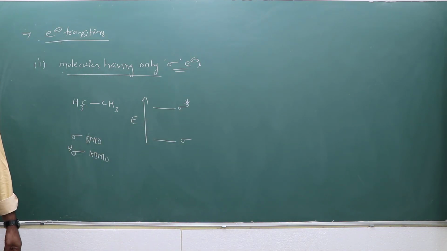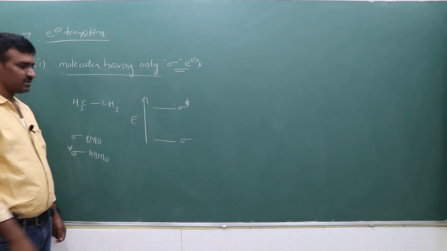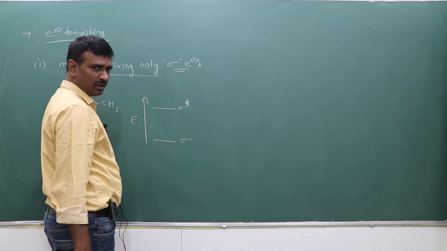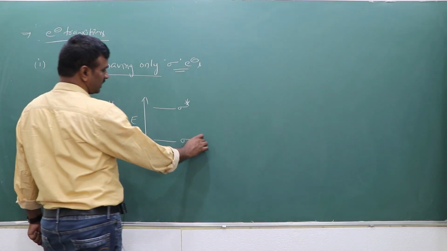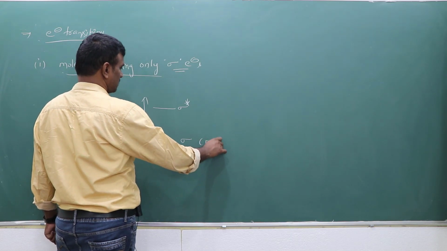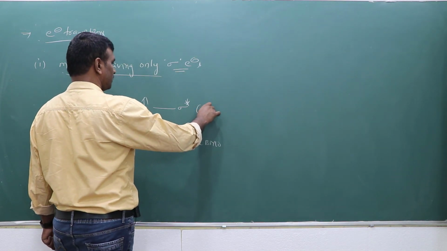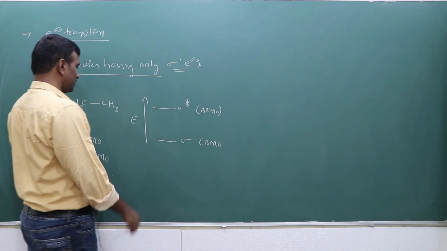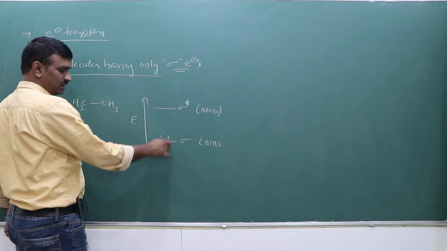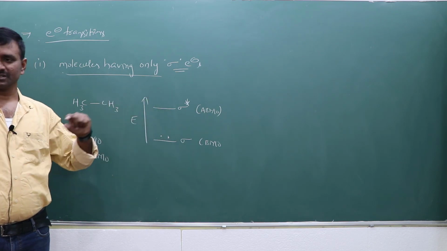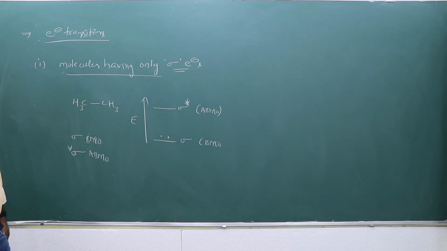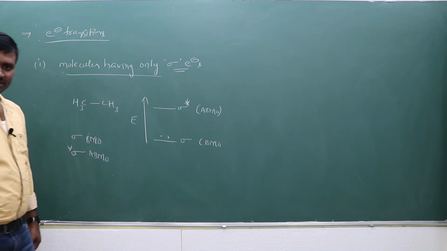Sigma star has more energy because it is an anti-bonding molecular orbital. Sigma is a bonding, low energy molecular orbital, right? So this is bonding, this is anti-bonding molecular orbital. Sigma is bonding, so electrons are already filled, so it may be considered as the HOMO level. This is considered as the LUMO level. Bonding and anti-bonding will be there. So is electronic transition possible from bonding to anti-bonding or not?